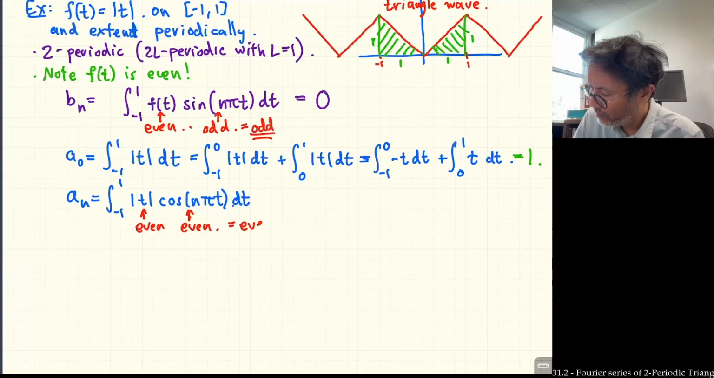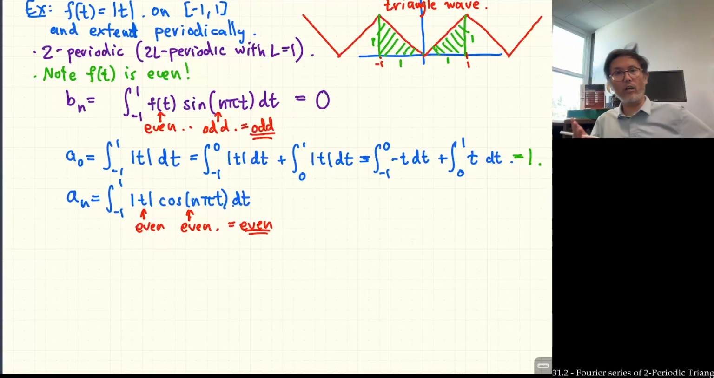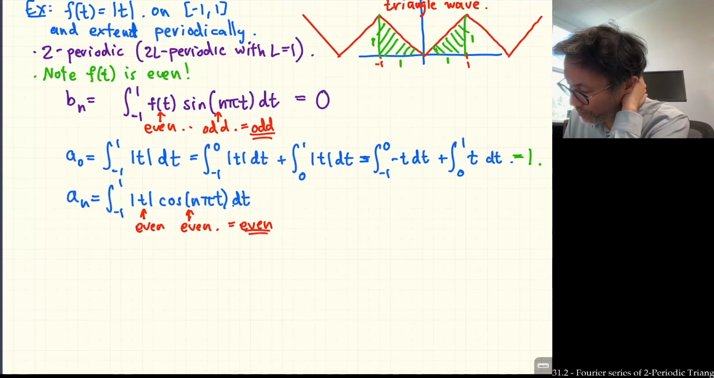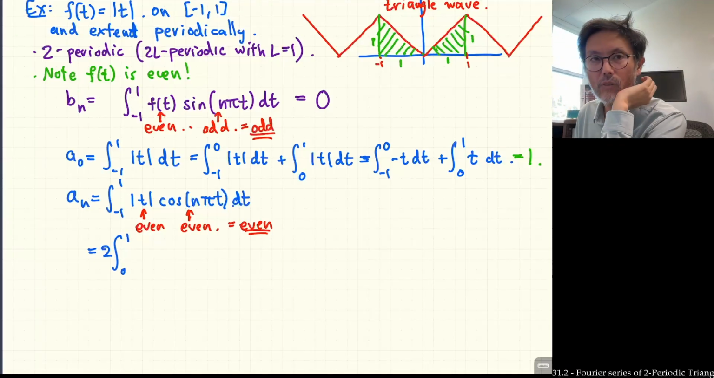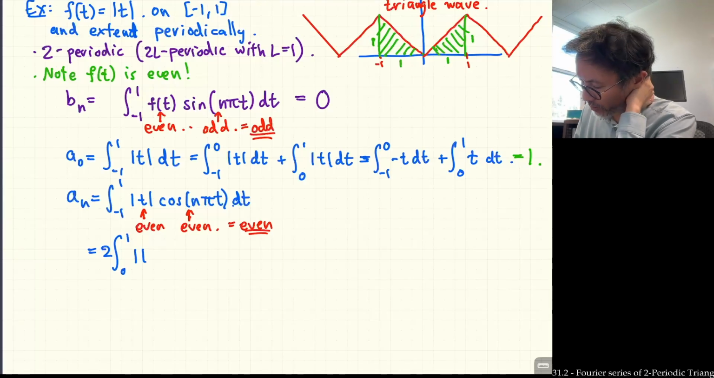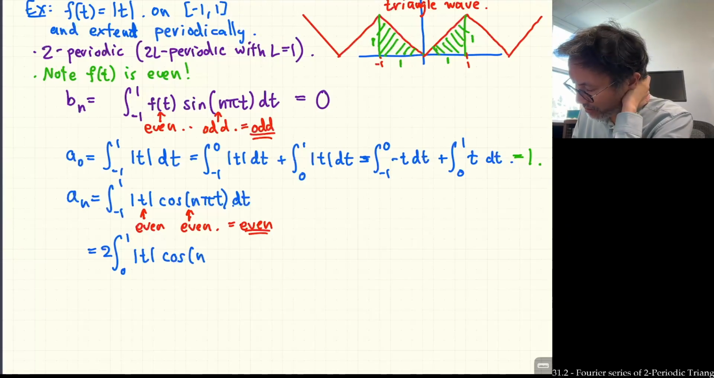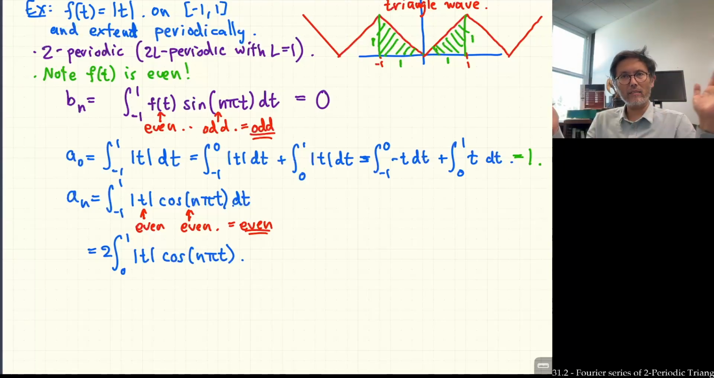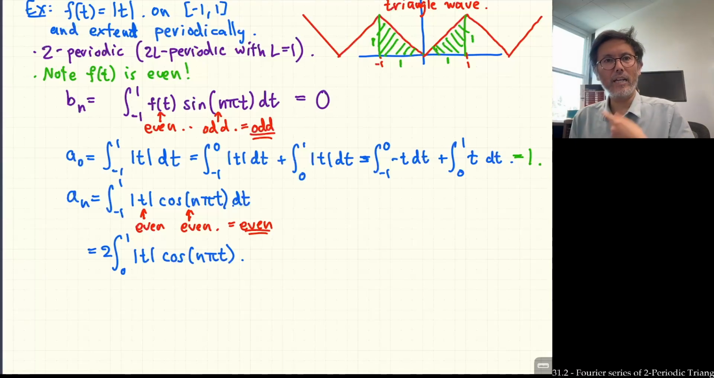So that admits a kind of symmetry argument which allows us to simplify a little bit this integral over this symmetric interval. How? Well, it turns out that this is equal to 2 times the integral over just half of the symmetric interval, from 0 to 1, let's say, of the absolute value of t times cosine n pi t. That's the idea. Because we're symmetric about the vertical axis, and we're integrating over a symmetric interval, we only need to take half of it and then multiply the result by 2 to obtain this integral.